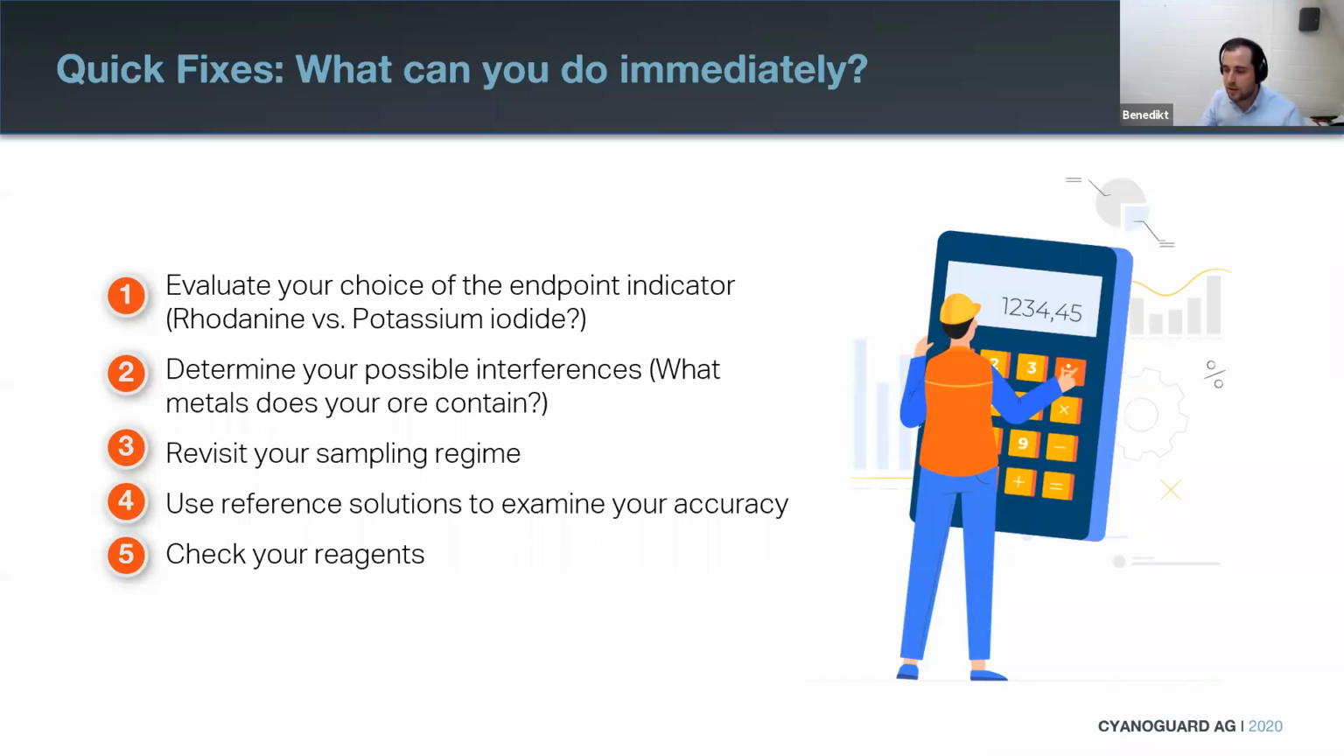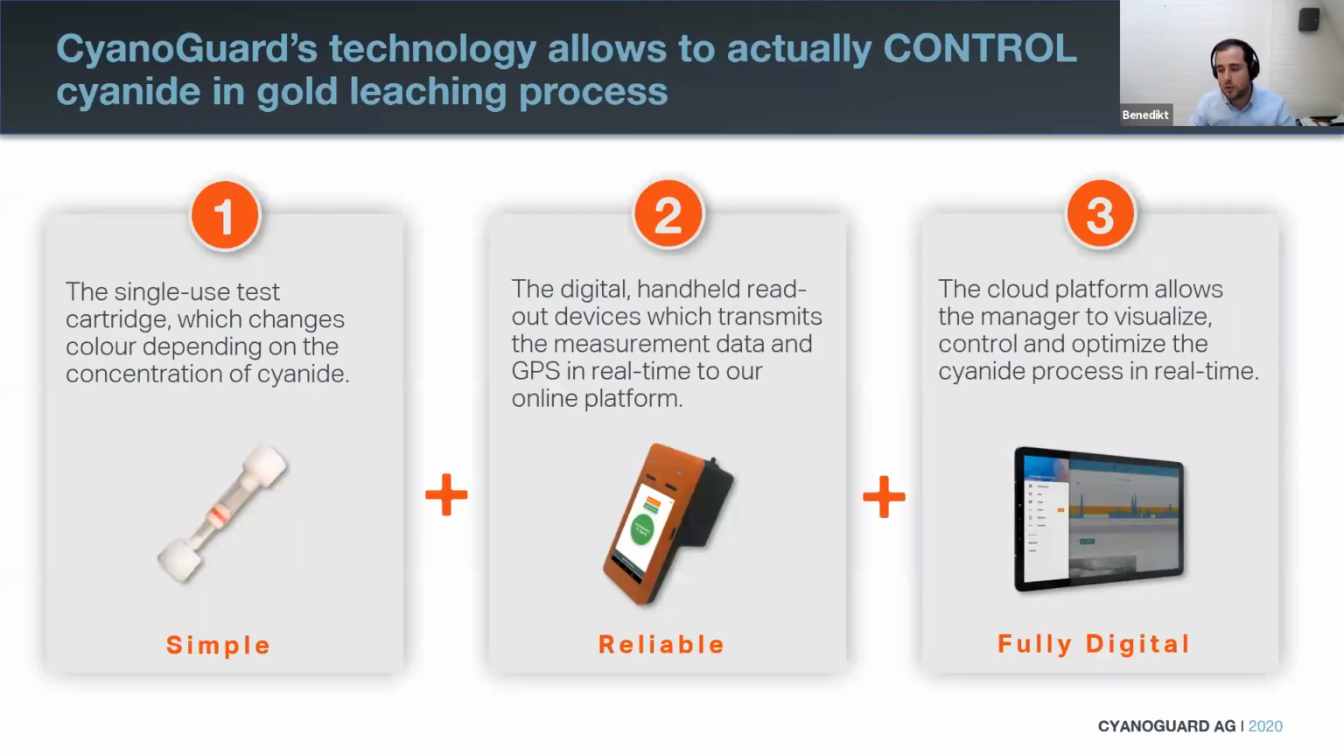All of these quick fixes are something that we've seen help mines to take a step in the right direction, but it will not eliminate the fundamental flaws of traditional cyanide monitoring techniques. And if you are looking for a more permanent or long-term solution, I would like to introduce you to our technology, which we've designed to actually address these flaws and help mines to get to better measurements and thereby improve the process. I don't want to take too long on this one, but I'll quickly explain how that works.